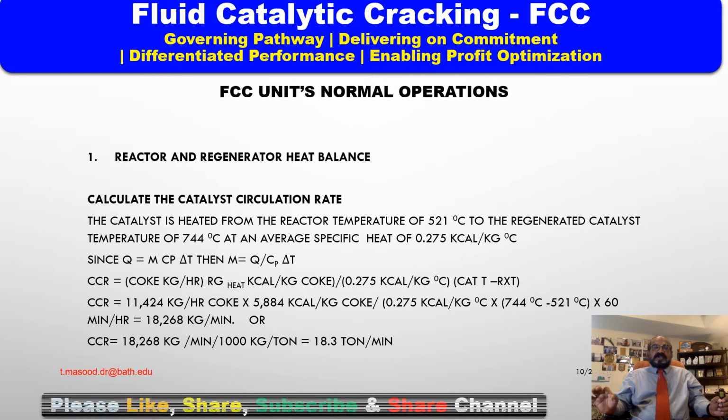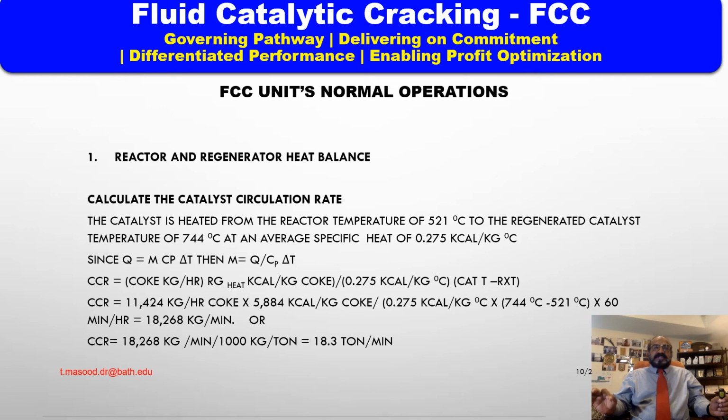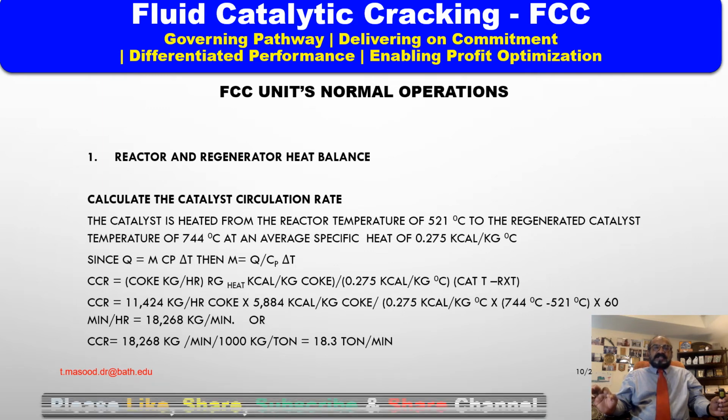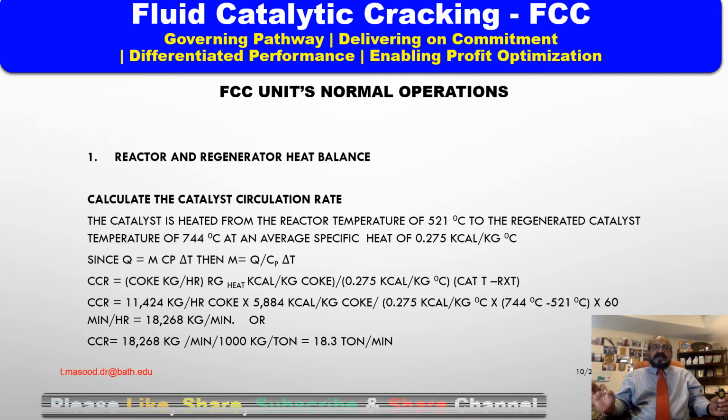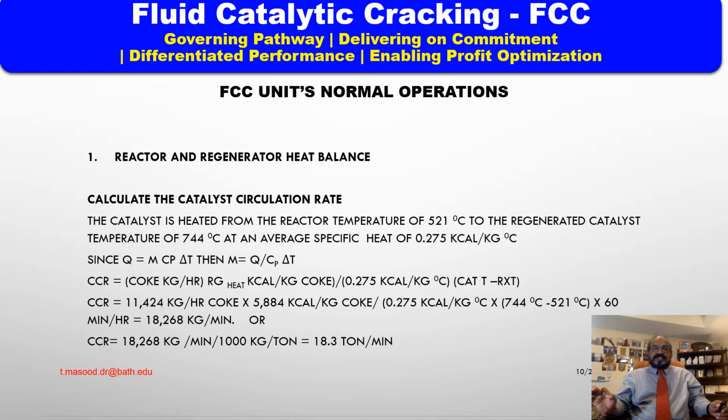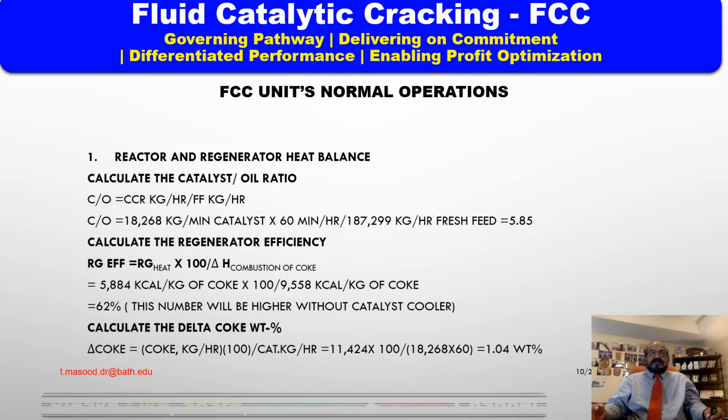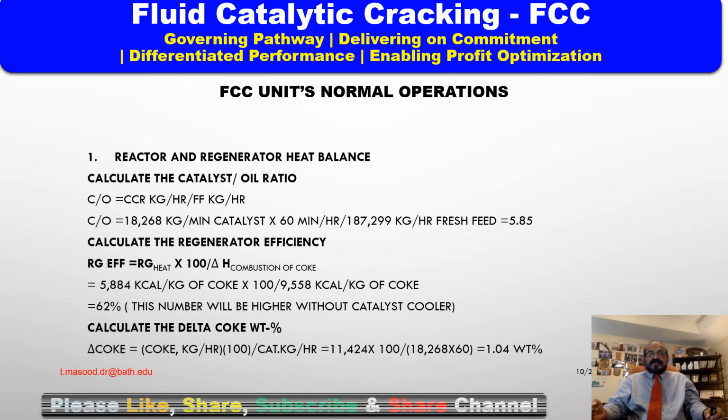Or in the other way, that CCR is equal to 18,268 kg per minute per 1,000 kg, which is 1 ton, equal to 18.3 tons per minute. The catalyst will be circulated. Okay. Next topic, calculate the catalyst oil ratio.